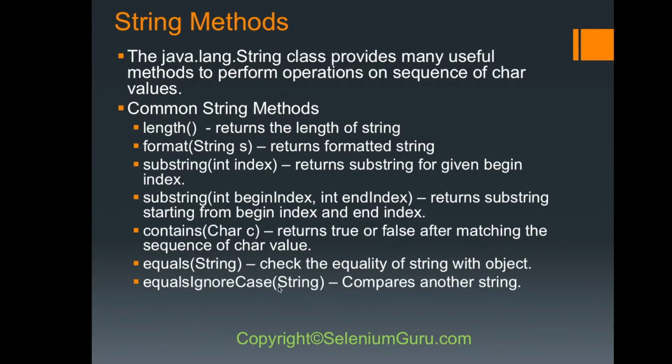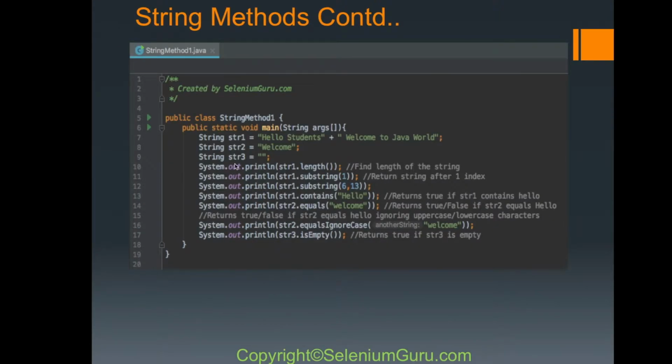Equals ignore case is another important string method that is used a lot in real-time projects. Basically what this means is you want to compare another string, and you also want to ignore the uppercase or lowercase. You don't care if it's uppercase or lowercase, you just want to make sure your string matches. In that case, you could use equals ignore case. And the other one is isEmpty. If you want to find out if your string variable is empty, you can use this isEmpty.